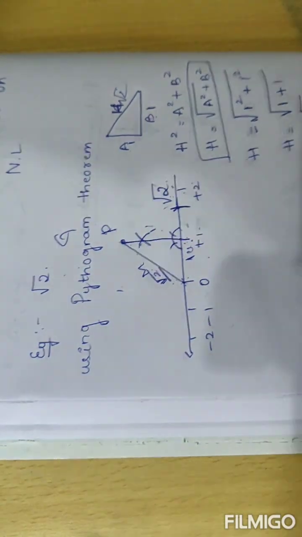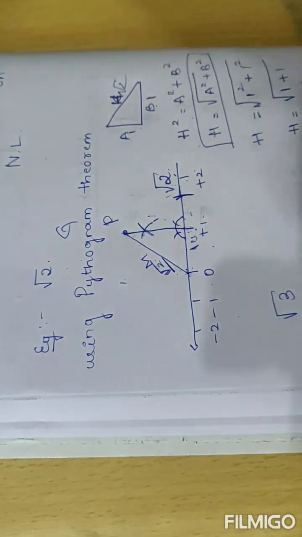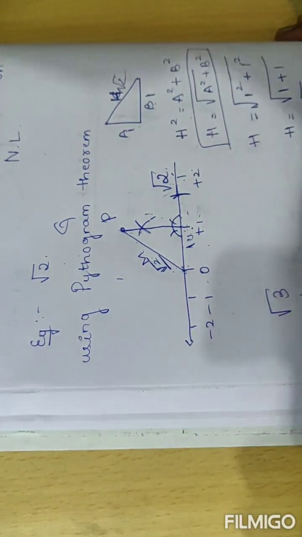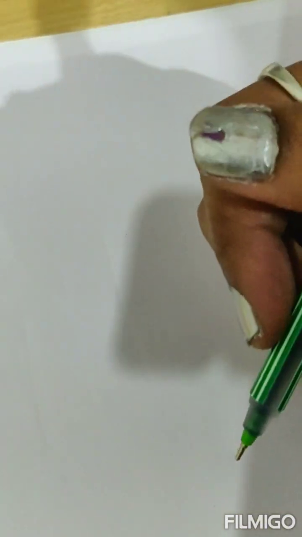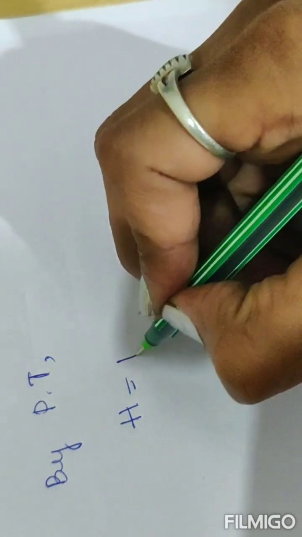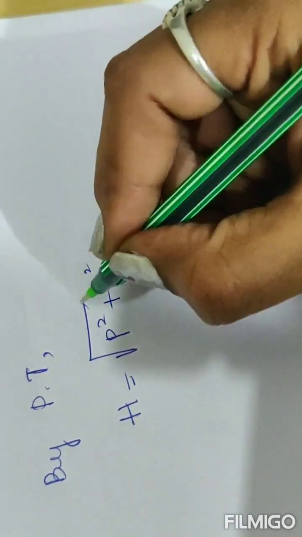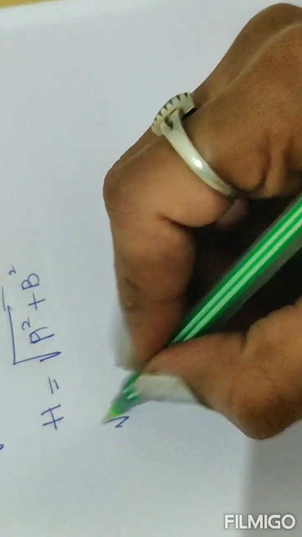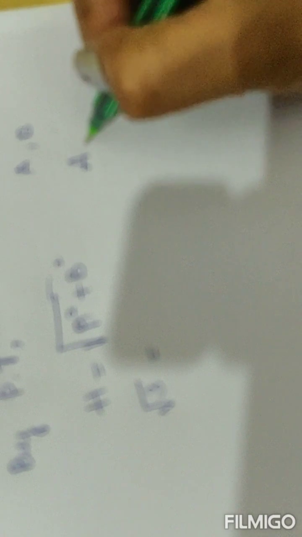Similarly, we are going to plot root 3 on the number line. So how are we going to plot root 3 on the number line? By using the hypotenuse theorem. By applying the Pythagoras theorem, we know the formula h is equal to the root of a square plus b square, where a and b are the two sides and h is the hypotenuse. So to find root 3, what have to be the a and b values? The a value has to be 1 and the b value has to be root 2.